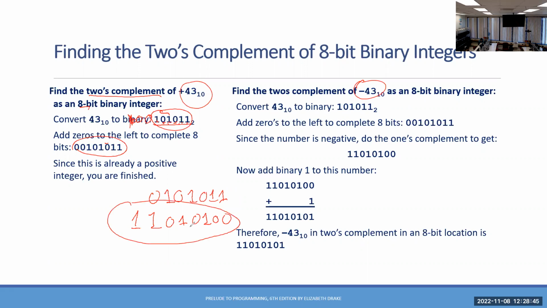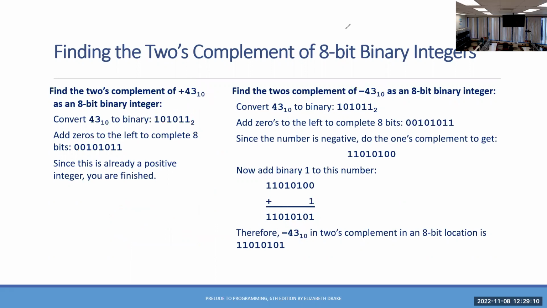Now, in order to find the 2's complement, you have to add 1 to that, right? So that's why I add 1 here. 1 and 0, I have 1, and so on here. So that is the way you represent negative 43 in 2's complement here. Make sense?